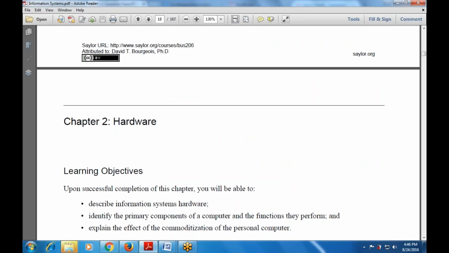Now we come to the first component of the information system, that is hardware, in detail. In the first chapter we talked about hardware and software. The next chapter is the hardware in detail. What is the hardware, how it is used.